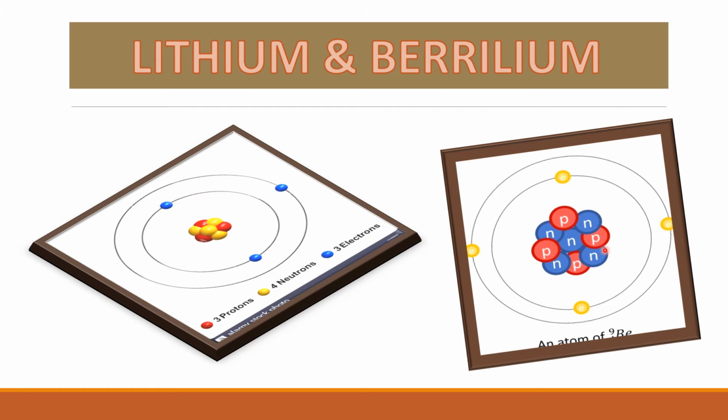Now the next one, this one is beryllium. Atomic structure of beryllium. You just see 4 electrons are present. That means 4 protons are also present, because in any atom, the number of electrons is equal to the number of protons. And 1, 2, 3, 4, 5, so 5 neutrons are present within the nucleus.